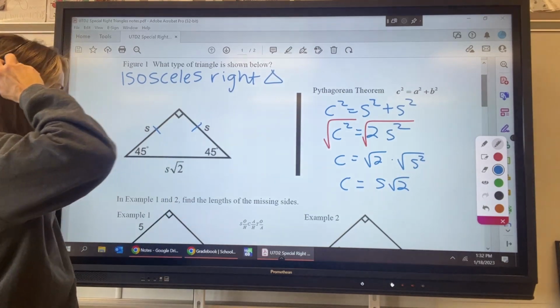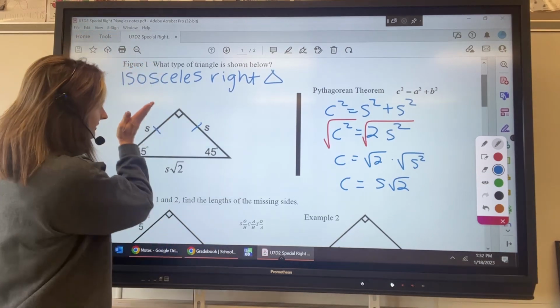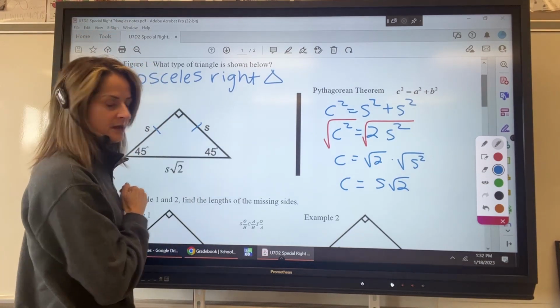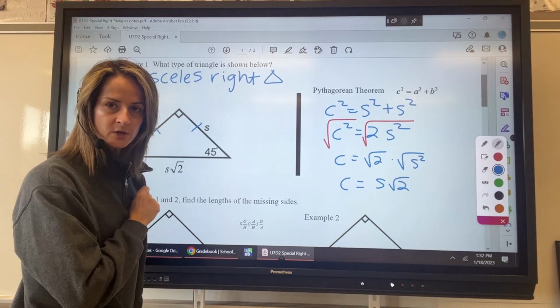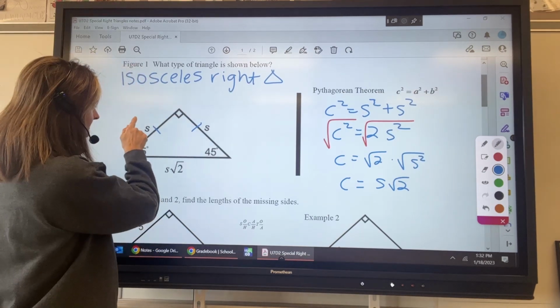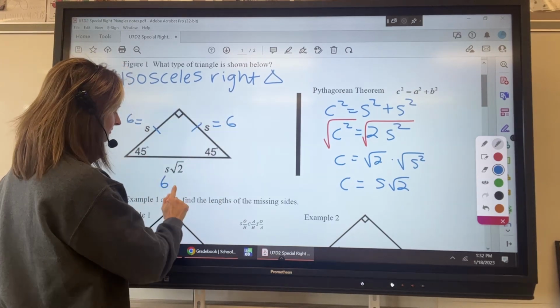The shortcut that we are given, it's already been worked out for us, is the length of the leg, those are the same, times the square root of 2 gives us the length of the hypotenuse. So we can just automatically know what it is. If the length of this leg is 6, then this one also has to be 6, and this length would be 6 root 2.